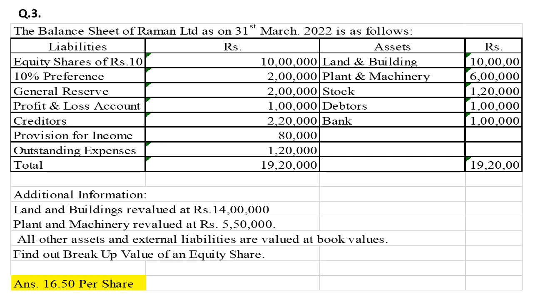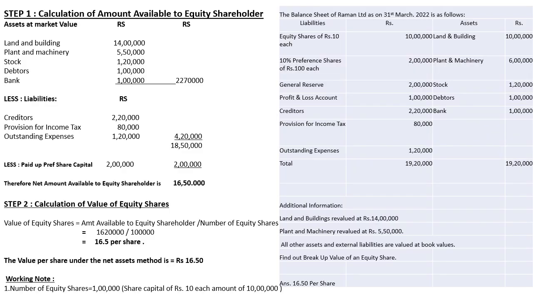Land and building revalued at 14 lakhs, plant and machinery revalued at rupees 5 lakh 50,000. So this is going to be the market value for land and building and plant and machinery. All other assets and external liabilities are valued at book values. Find out the breakup value of an equity share. So we just have to find out the value of the equity share. Let's move to the solution of the problem sum.